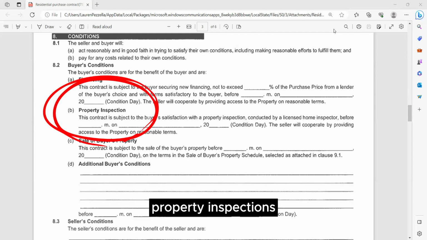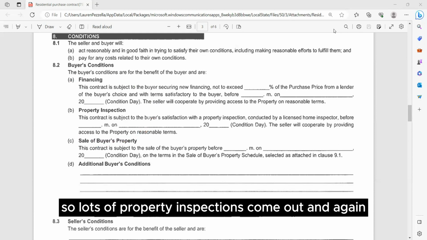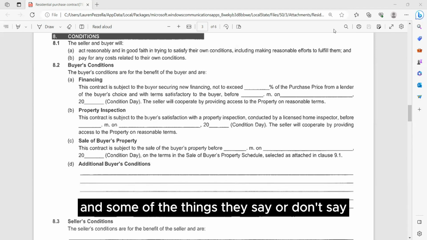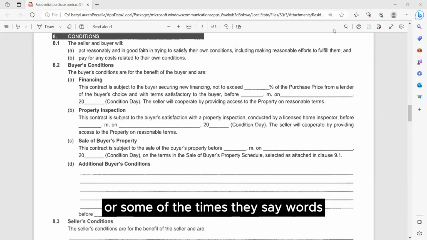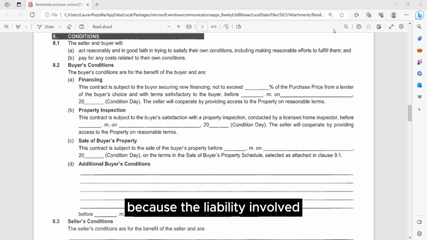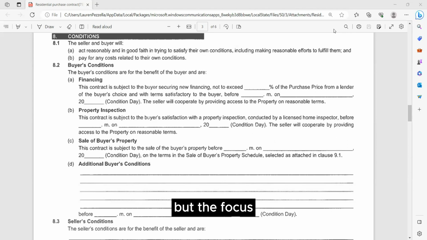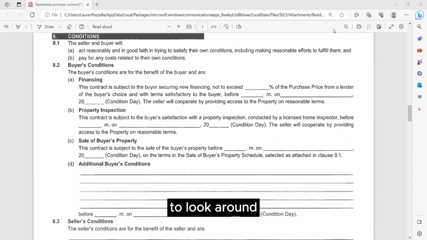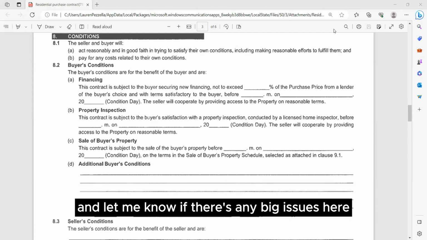Property inspections. A lot of times property inspections come out, and again, we'll have another video about home inspections and how to deal with those and some of the things they say or don't say, or some of the times they say words and they're really meaning something more serious because of the liability involved in doing property inspections. But the focus when you're looking at a property inspection is just saying, look, I want to have someone who is licensed, who knows about building homes, to look around and let me know if there's any big issues here.